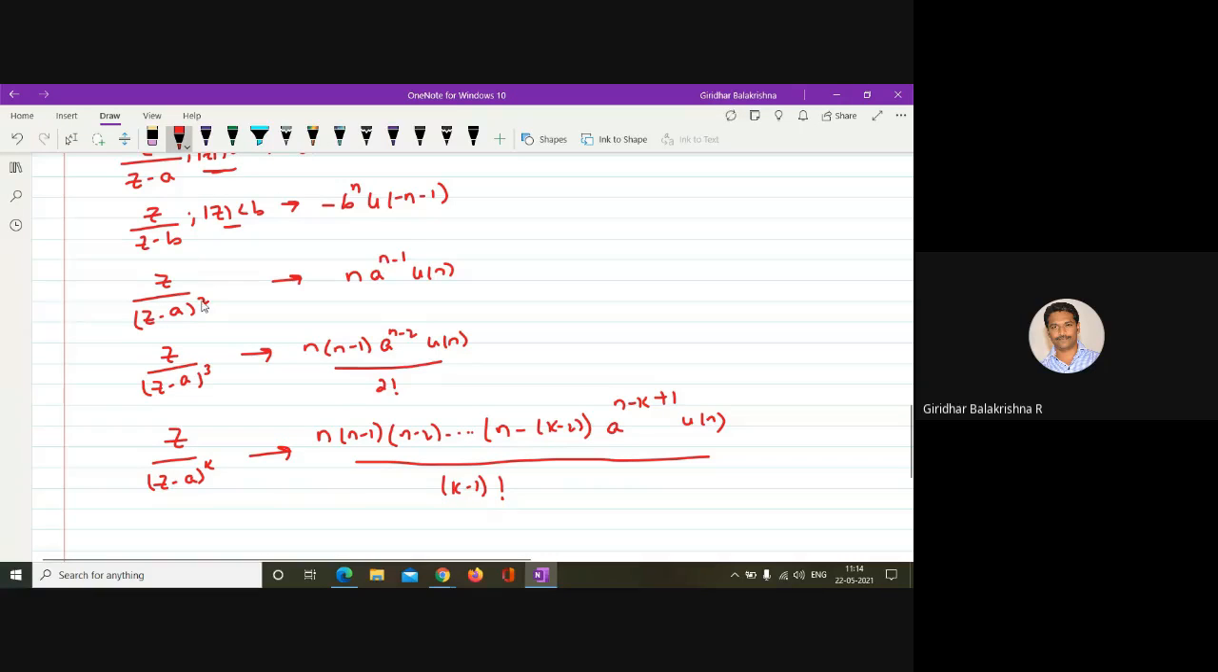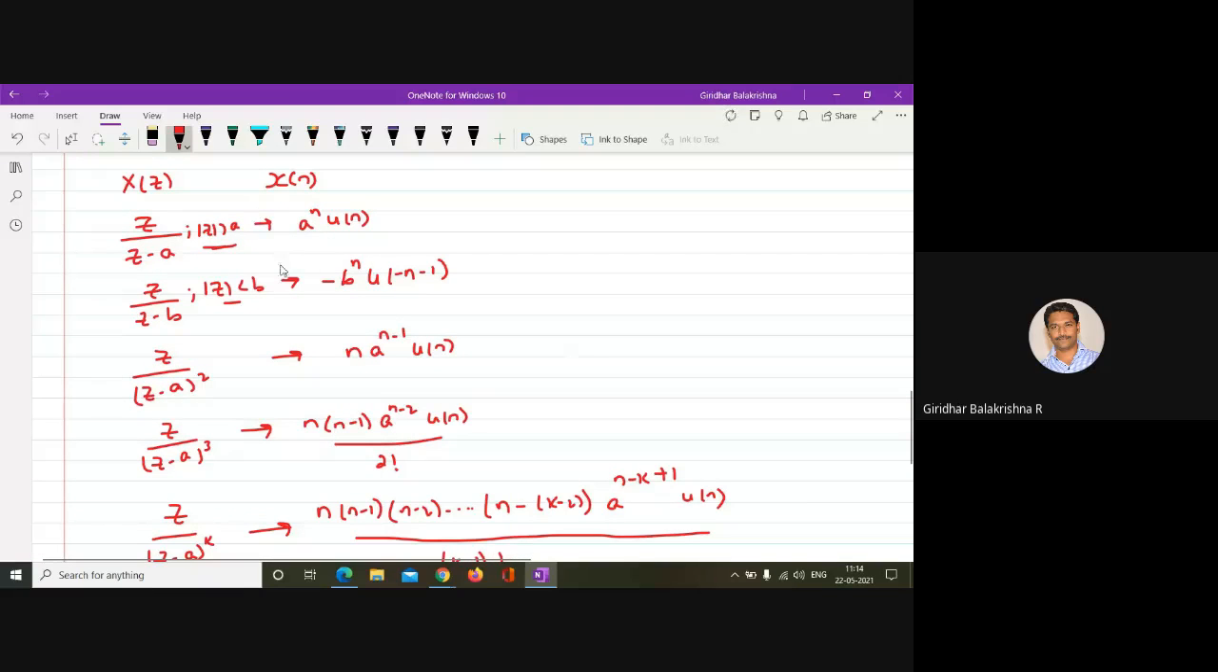Generally we don't go for 3 and k. If they give multiple poles, you'll use this one: for z by z minus a whole square, its inverse z transform is n into a power n minus 1 into u of n. So these are some of the inverse z transform formulas you need to remember.